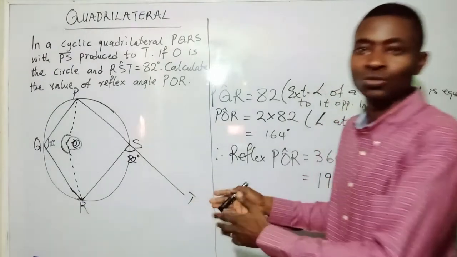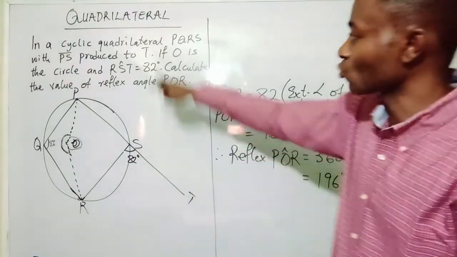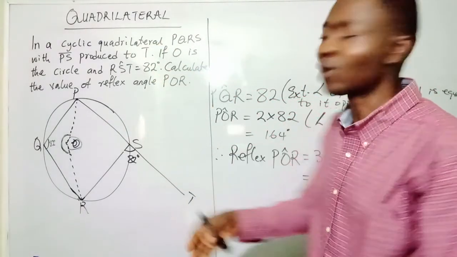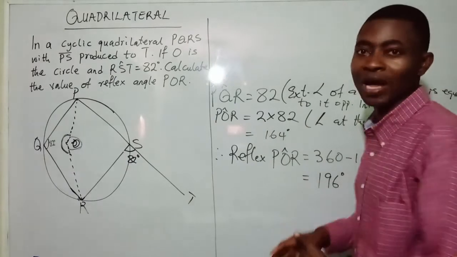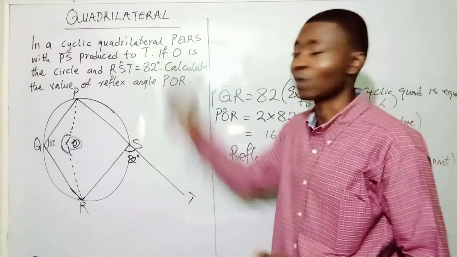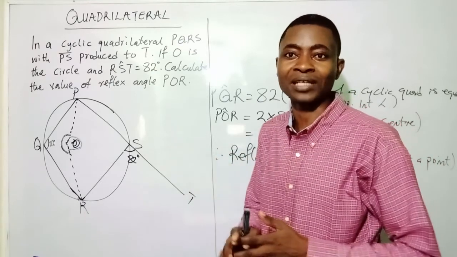So all you need to do is to please watch this video over and over again. Try to copy this question and solve it on your own, and then compare it with what we have done here. I can assure you that you will definitely be able to answer this. Please watch out for more examples on cyclic quadrilaterals that will be uploaded very soon.